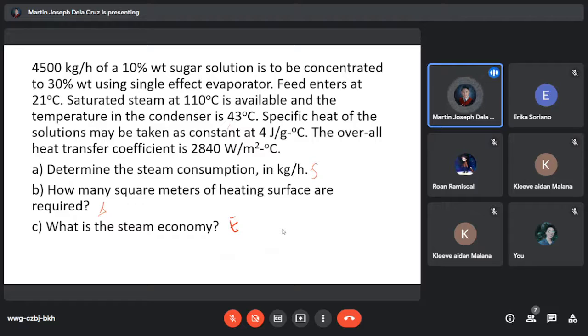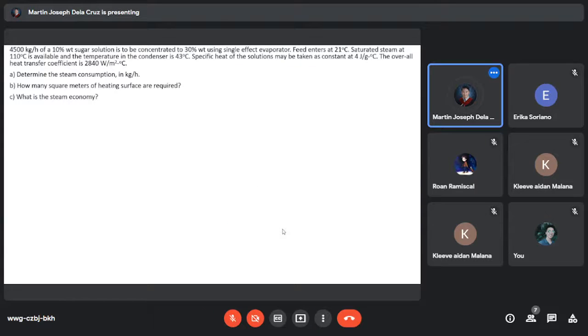So, please prepare your handbook and calculator, and tell me the values, okay? So, let's start solving. So, drawing muna natin, class. So, meron tayong evaporator. And then you have your feed, and then your steam, and then your vapor, and then your liquid.